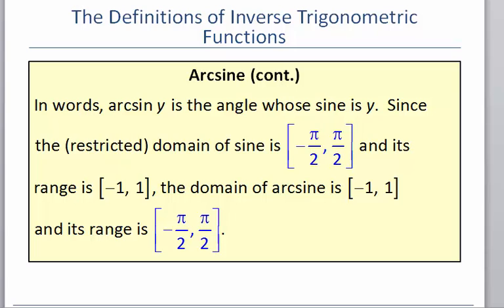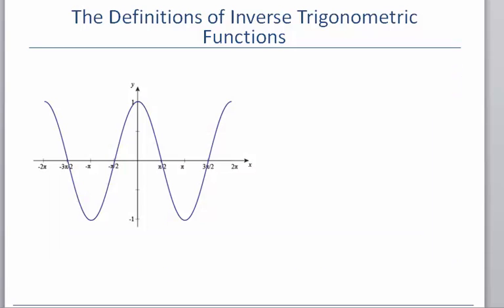Okay, so let's go ahead and look at our cosine graph, and let's define an inverse cosine. All right, so this is a picture of our cosine graph. So this is y is equal to cosine x. Again, it does pass the vertical line test, but it does not pass the horizontal line test. And so we need to restrict the domain.